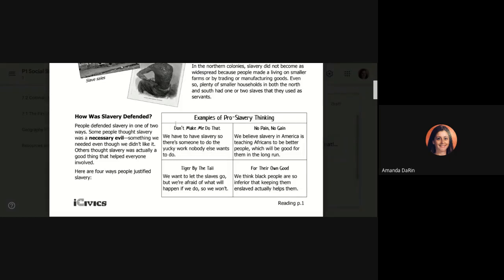Okay, so that's one way that they would justify, well, nobody wants to do these unpleasant jobs. Maybe it's cleaning up human waste or something, cleaning up after animals. So that was one way to justify, well, if we don't have slaves to do them, maybe we'll have to do it.